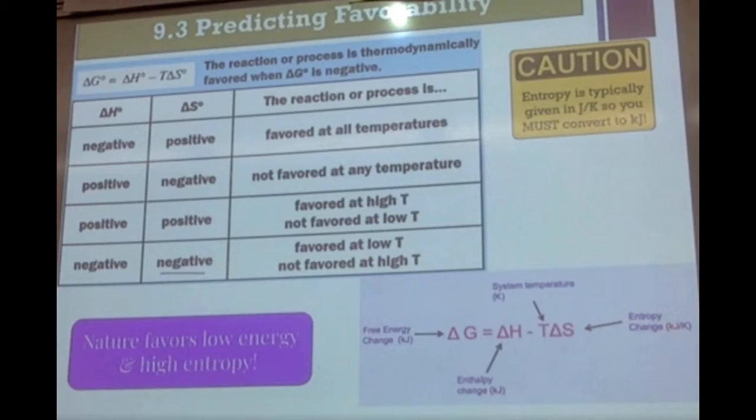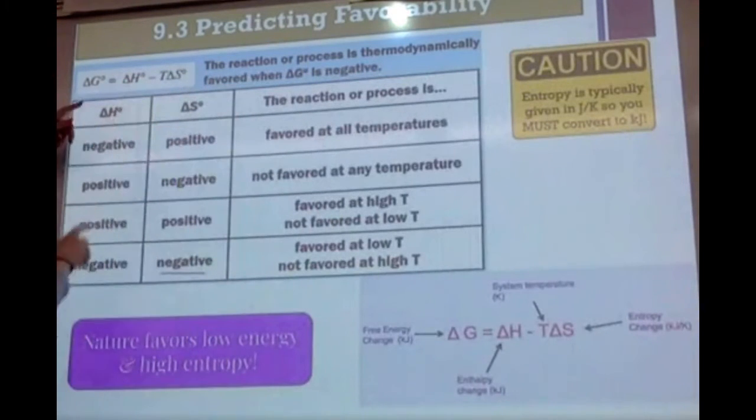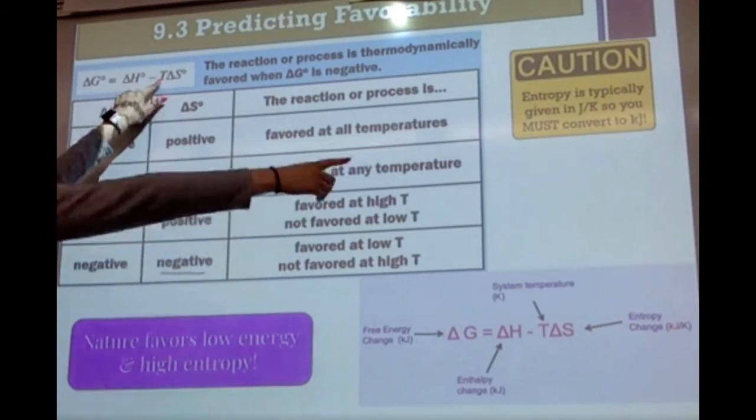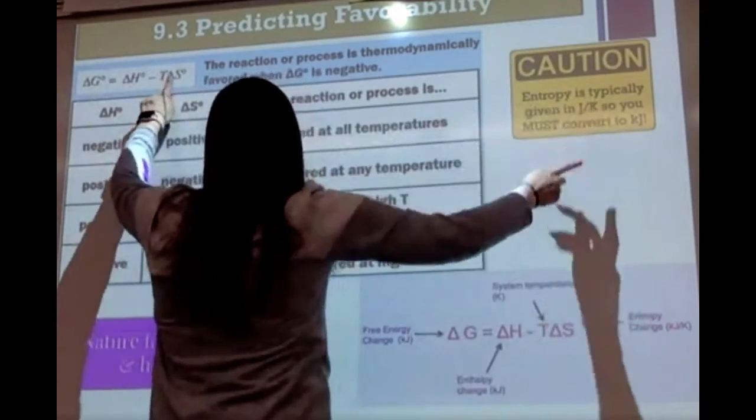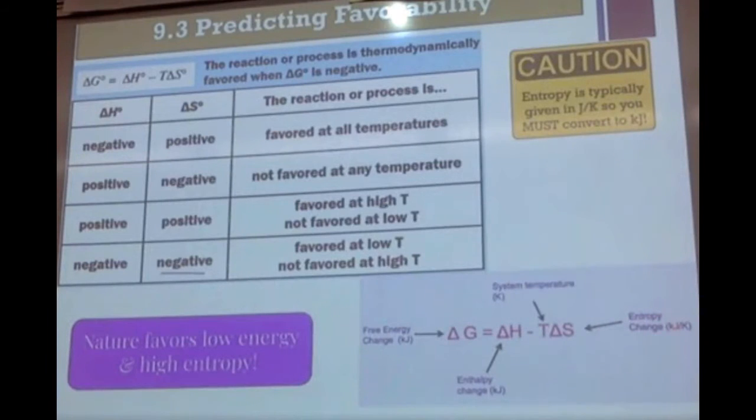Now, be very, very careful when you are plugging in to solve for delta G. Please remember that entropy is joules per Kelvin. So when you are plugging in, delta H is kilojoules, delta G is typically kilojoules, T would be Kelvin, and delta S is joules per Kelvin. So you have to convert to kilojoules if you are doing calculations.